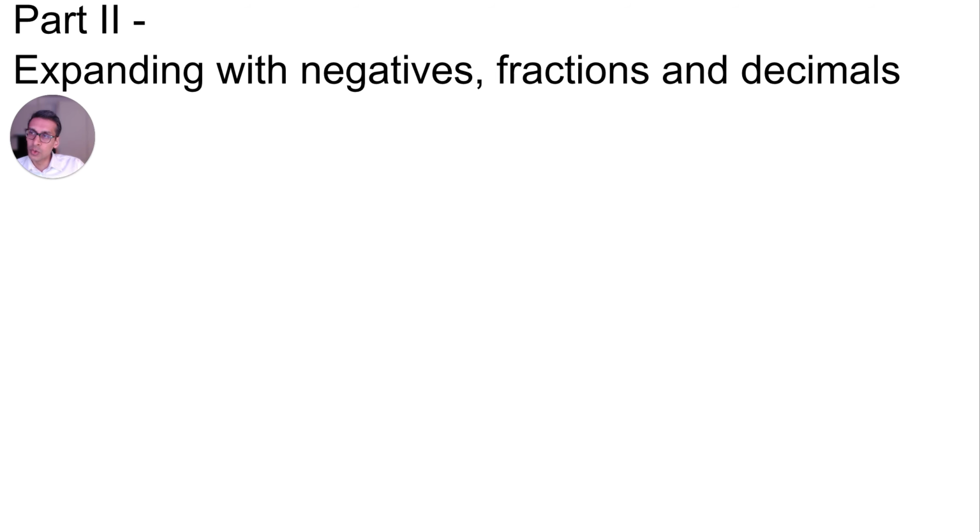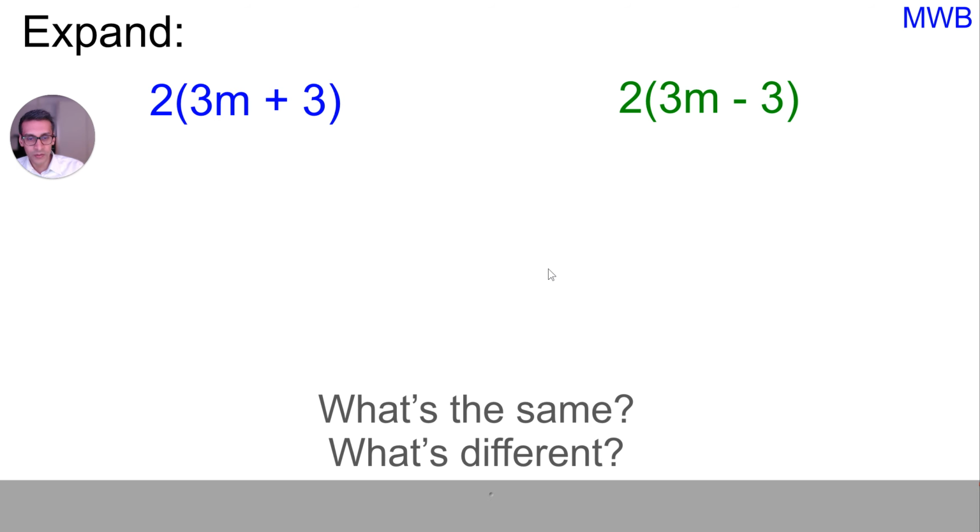So let's look at an example here. What do you notice that is different about these and what do you notice that is the same? So I think it's relatively obvious. You can see the thing that's the same is each of the terms 2, 3m and 3. The thing that's different is the sign of the 3. So we've got positive 3 and then we've got a negative 3. So let's try to work this out and see what we get.